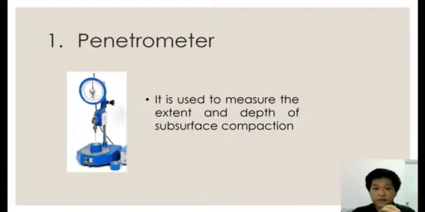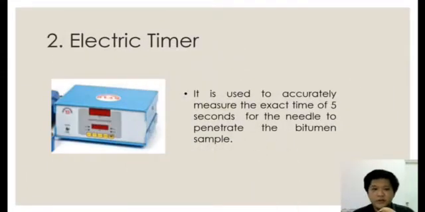First of all is the penetrometer. As we can see in the picture, it is used to measure the extent and depth of the subsurface of the sample, which in our case is the bitumen. Next is number 2, which is the electric timer. It is used to accurately measure the exact time of 5 seconds for the needle of the penetrometer to penetrate the bitumen sample.